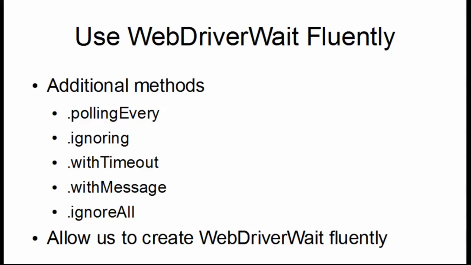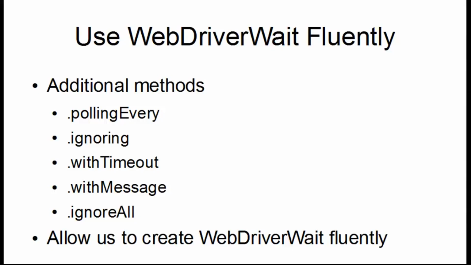I can say ignoring to ignore additional exceptions. We know that the element not found exception is ignored, but we can ignore other exceptions. So if I want to ignore a single exception, I can add it in through ignoring. I can change the timeout with the withTimeout. I can add a message that happens on timeout, and I can ignore a bunch of exceptions. And so this allows us a different way to create WebDriver waits.